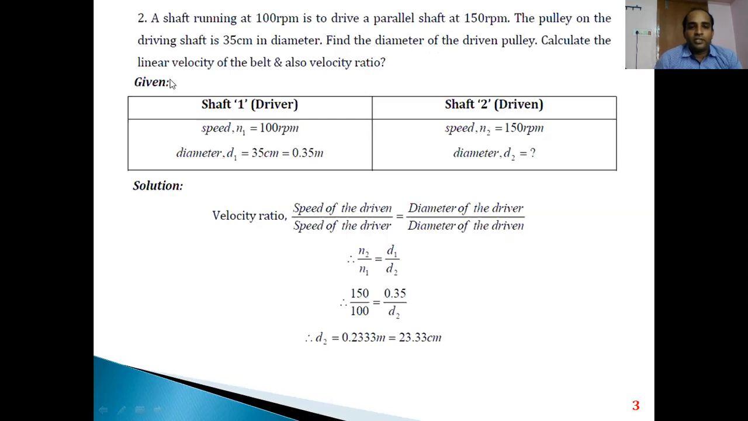Now we need to find out linear velocity as well as velocity ratio. So first we will find out the velocity ratio itself, as we have the terms directly given.